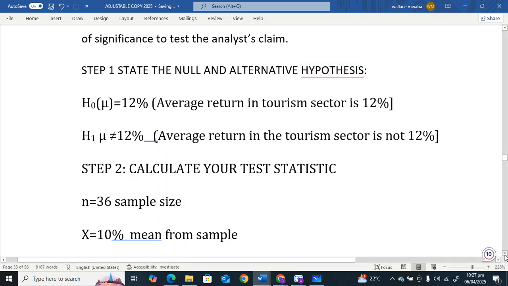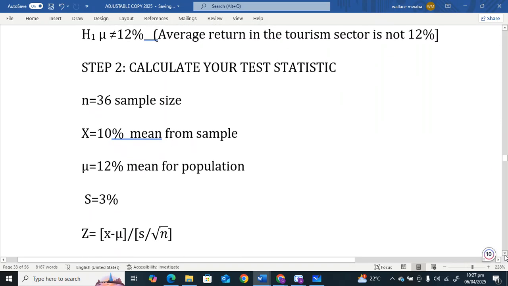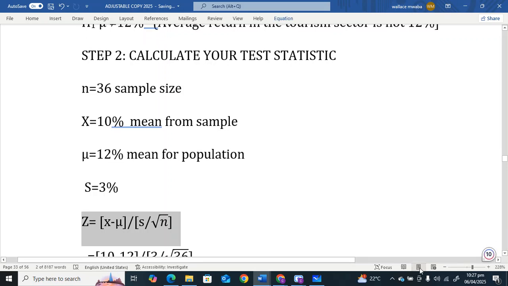Before you get your test statistic, find out the sample size. If it's greater than 30, this is the formula you use, and it will be a Z test. If your sample size is less than 30, then it becomes a T test, so you'll be using T tables and the likes there. Here, since our sample size is greater than 30, we'll use this formula.